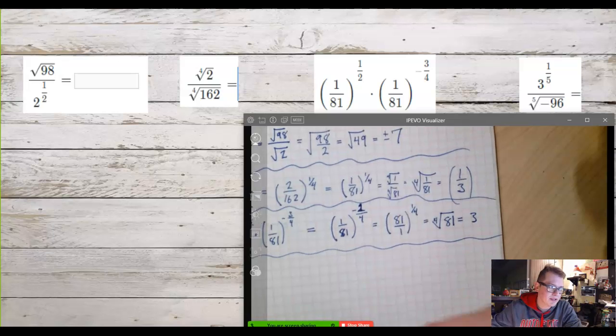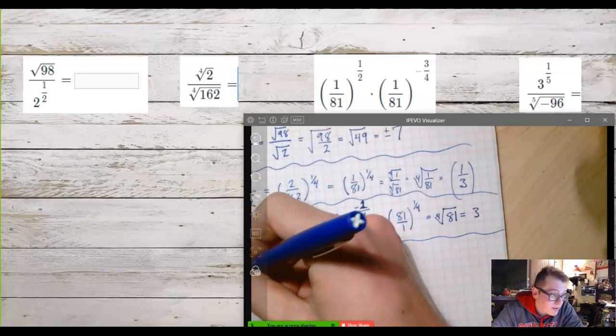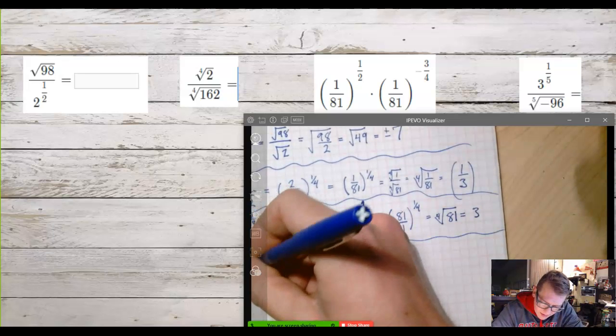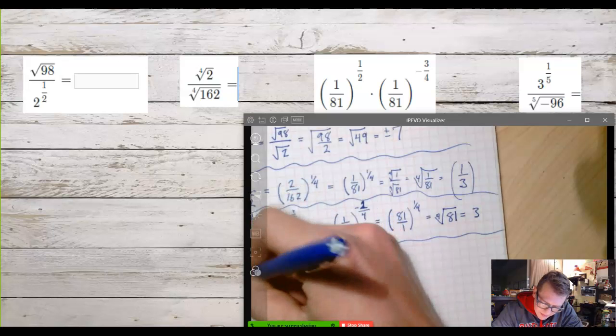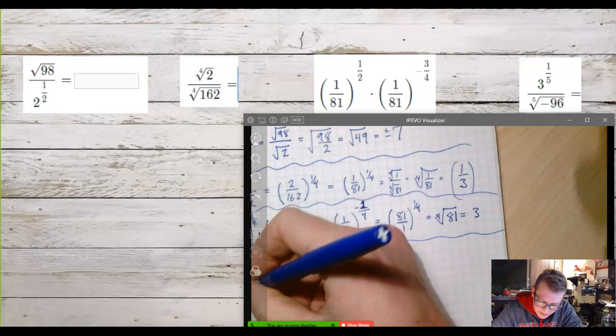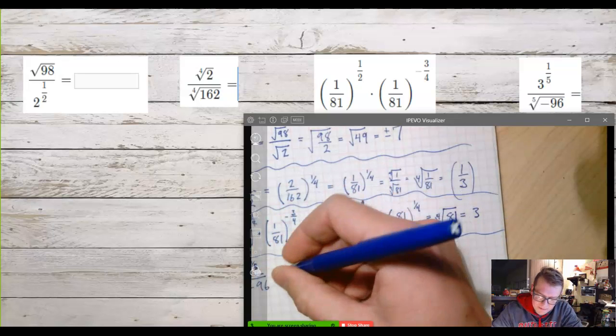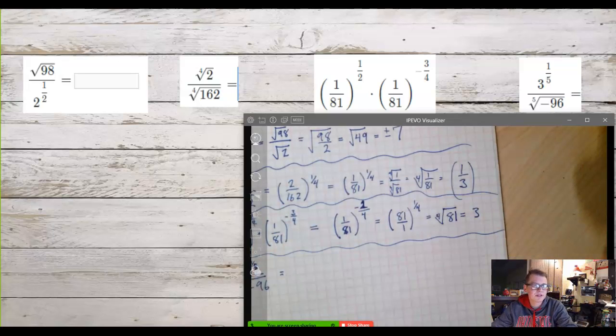So in the last one over here, we have 3 to the 1/5. That's a 4. Over the 5th root of negative 96. Take a moment to do this on your own.